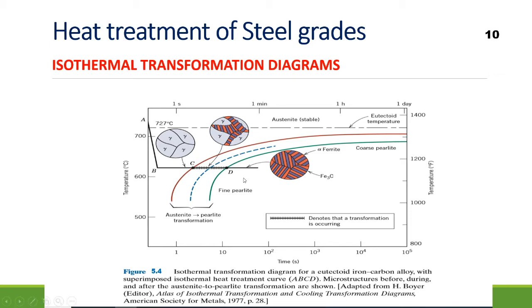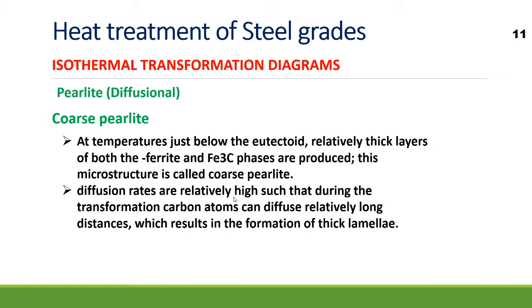But here is something very interesting that we haven't yet gone through, and this is the formation of coarse pearlite and fine pearlite. So let's see what a coarse pearlite is. At a temperature just below the eutectoid, relatively thick layers of both the ferrite and the cementite phases are produced, and this microstructure is called the coarse pearlite. So let's see what is happening here.